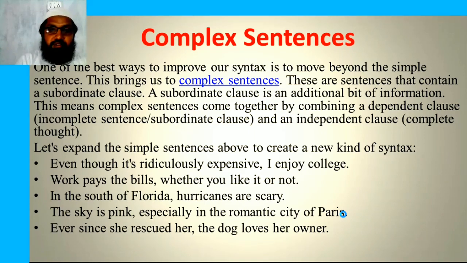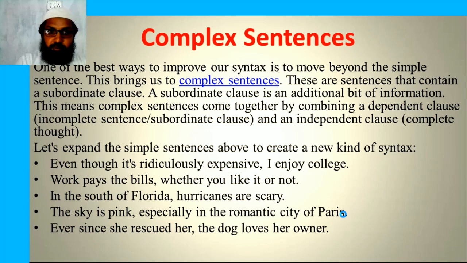So this brings us to complex sentences. These are sentences that contain a subordinate clause. A subordinate clause is an additional bit of information. This means complex sentences come together by combining a dependent clause, which means an incomplete sentence, a subordinate clause, and an independent clause, which is a complete thought. Try to understand complex sentences. This contains a dependent clause, an incomplete sentence, and an independent clause, which gives a complete thought.